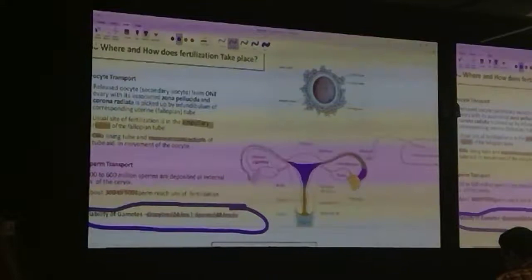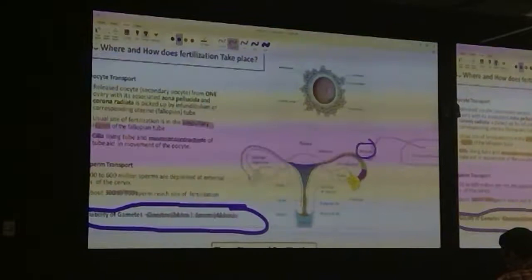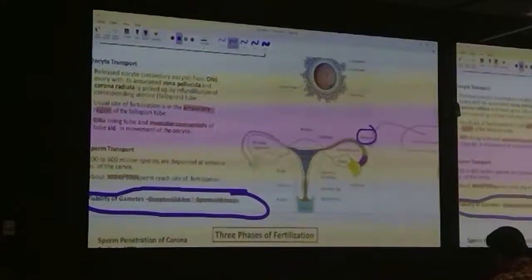Okay. You need to know this. Eggs have a viability of 1 day, sperm has a viability of 2 days. Just know the ampulla is the site of fertilization. And that's also the most common site for ectopic pregnancies. And make sure you know where it is.